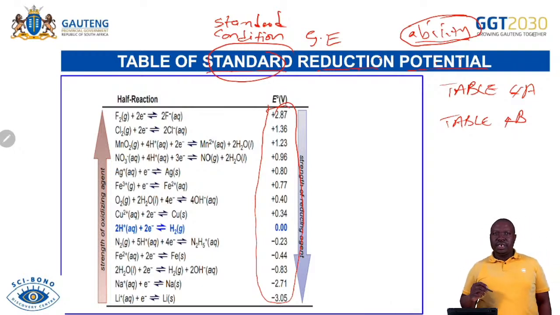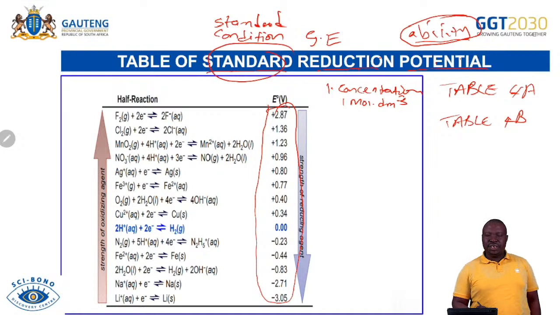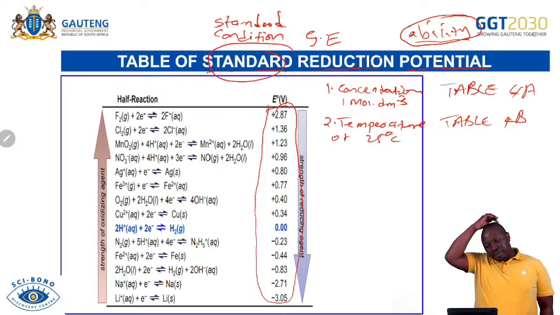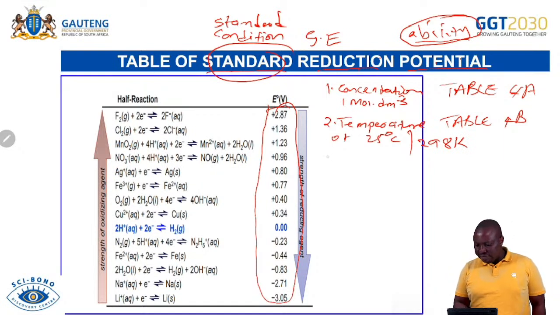So there are standard conditions that you must know. Number one is a concentration of 1 mole per cubic decimeter. You can refer to it as initial concentration, it's fine. Number two, temperature of 25 degrees Celsius. Sometimes you can write it in kelvins, it's allowed. You can say 298 kelvins, it's still fine. You can use degrees Celsius or kelvins, it refers to the same thing.